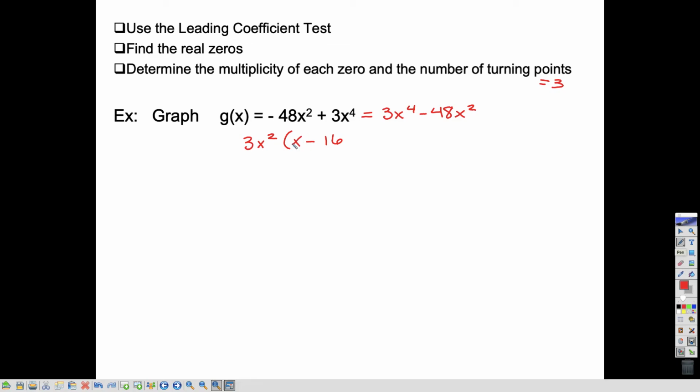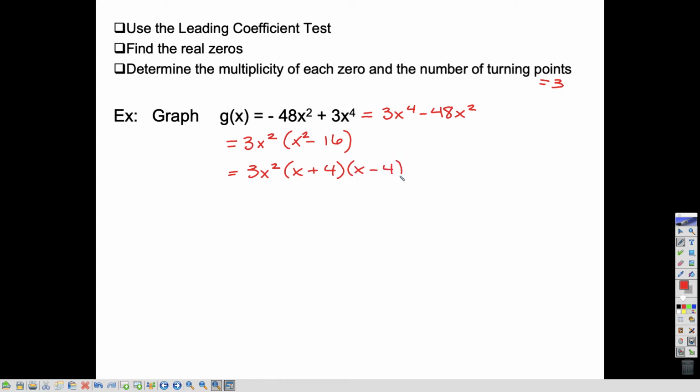So x squared minus 16. Okay, am I done factoring? No, because that's a difference of squares, right? Yes. So if it's a difference of squares, it's going to be the factors of 16 that have a difference of 0, which are what? 4 and 4. So it's going to be 3x squared, x plus 4, and x minus 4.